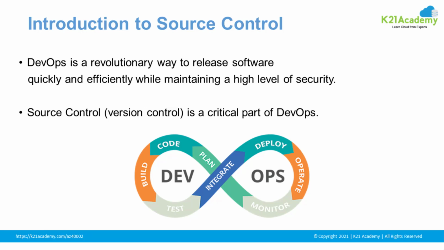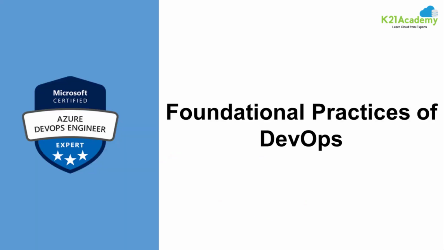DevOps is a revolutionary way of releasing software quickly and efficiently, maintaining a high level of security. And in this complete life cycle, which is code, build, test, release, deploy, operate, maintenance, and planning and everything, the main part is source control, because all these things you can save in your particular file and you can version control it accordingly to each and every change that you're going to make.